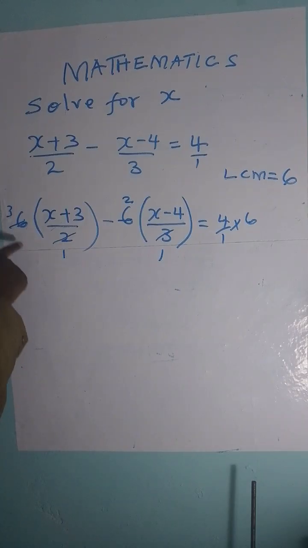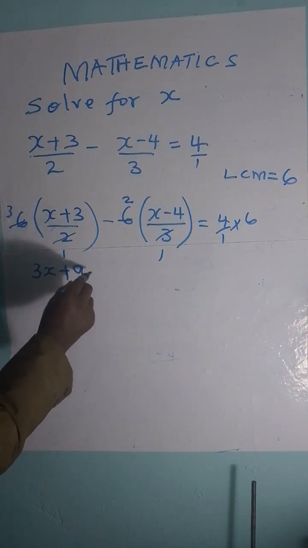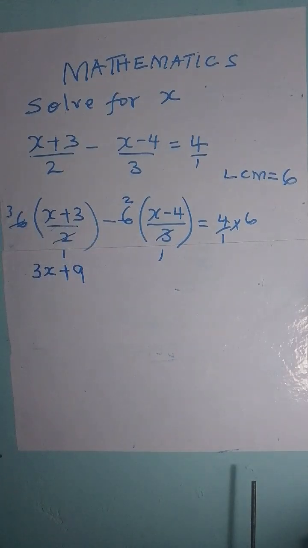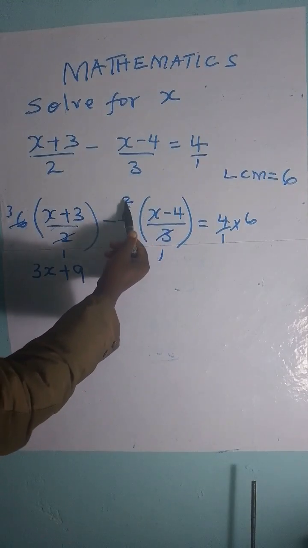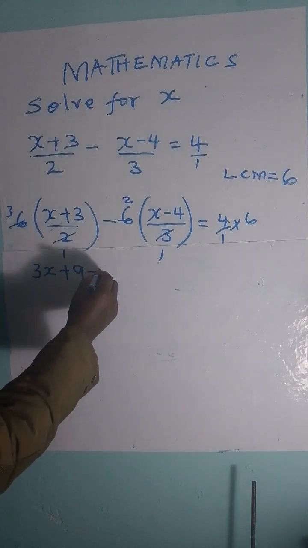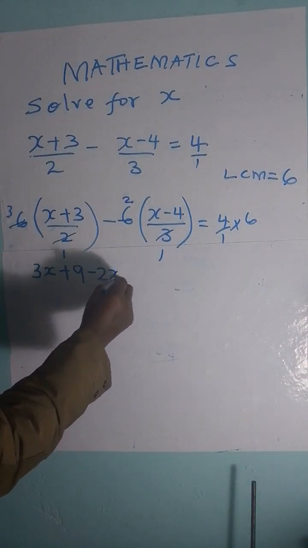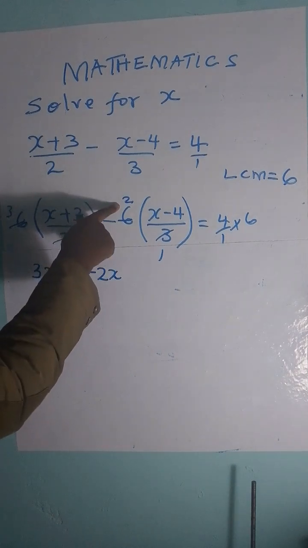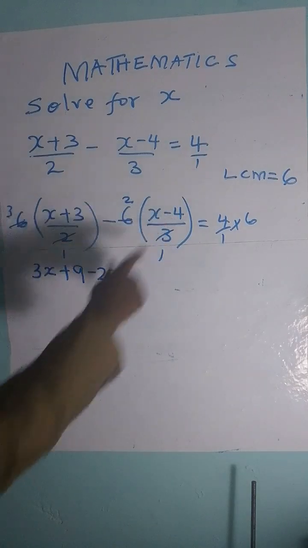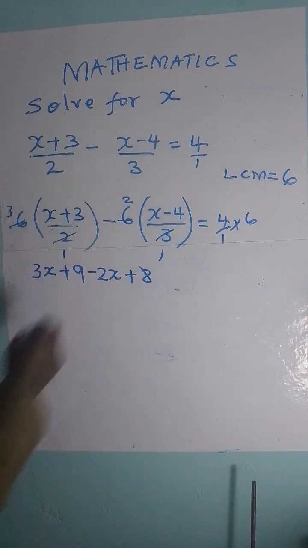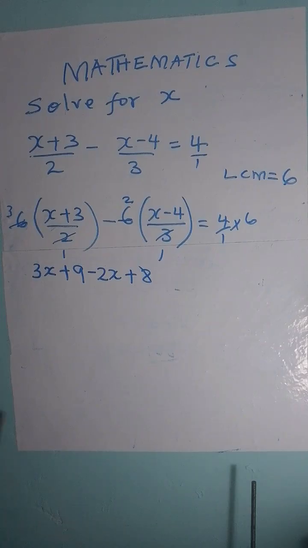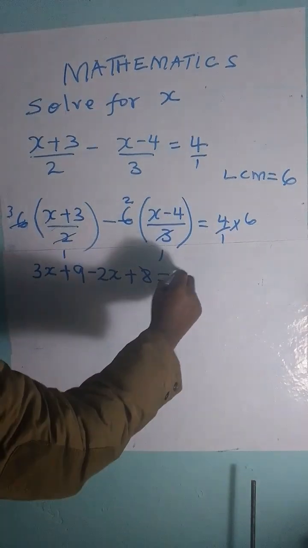The next thing is you multiply 3 times x, 3x, plus 3 times 3, 9. This one now, you need to be very careful. This one is minus 2 times x, negative 2 times x, so it is minus 2x. Minus 2 times minus 4: negative times a negative is a positive, so it is plus 8. Negative 2 times negative 4 is equal to 8, which is equal to 20.